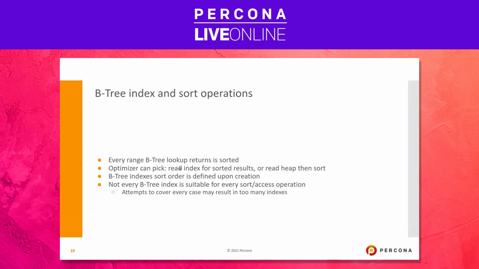So let's talk about sort operations. Every range lookup that is served via a B-tree index is sorted. The optimizer can use that. It can pick either to read the index for sorted results or read the heap and then do the sorting. A B-tree index's sort order is defined upon creation, and B-tree indexes can be accessed forward and backwards, as we will show. Unfortunately, not every B-tree index is suitable for every sort access operation, and you should really try to avoid creating an index for every query. Otherwise, you will just have too many indexes and a huge overhead.